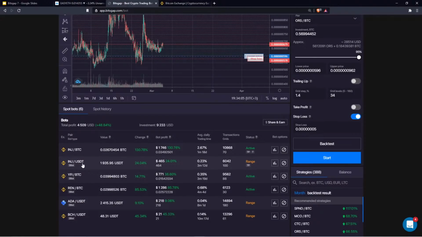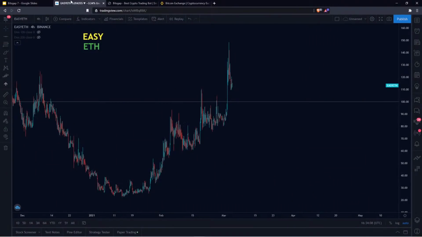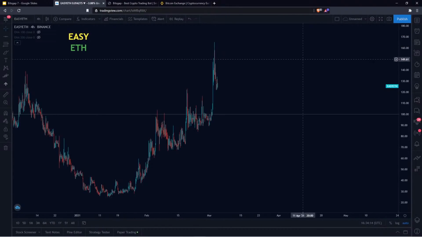ETH trading to USDT, the bot profit is in the USDT in this case. So in this case, EOS trading to Ethereum, my bot profit is going to be realized in Ethereum. So the perfect scenario that I want to see in order to achieve the maximum possible return in Bitsgap automated trading is that both EOS and Ethereum appreciate.